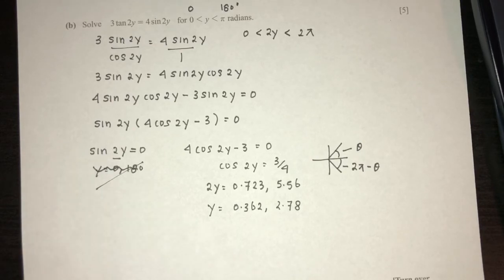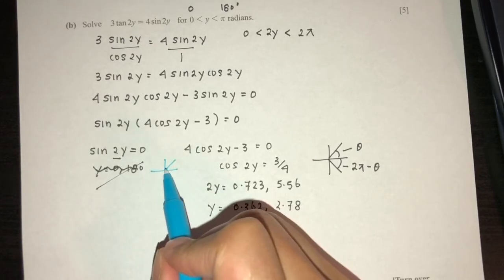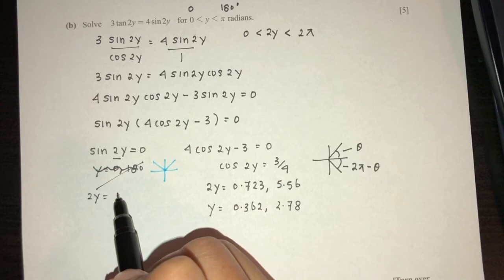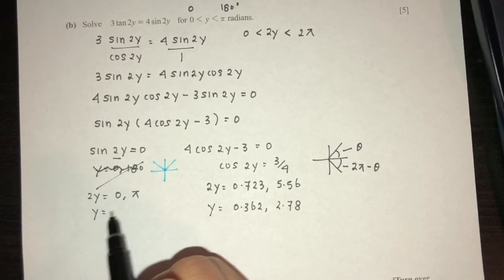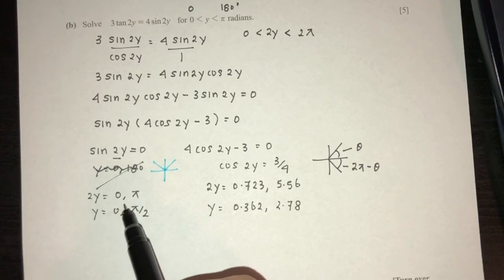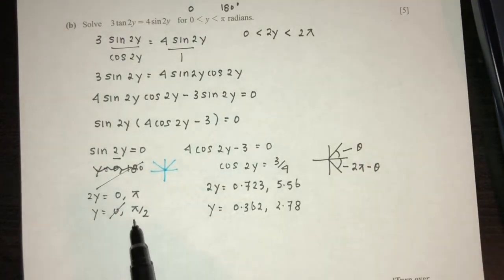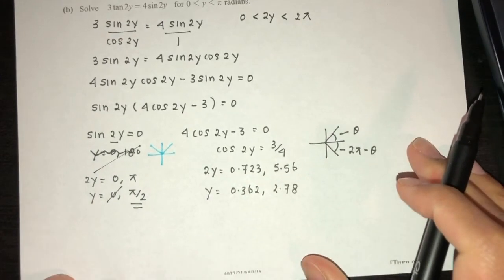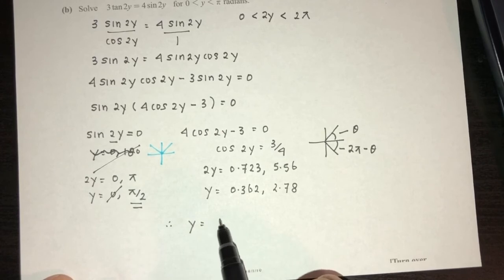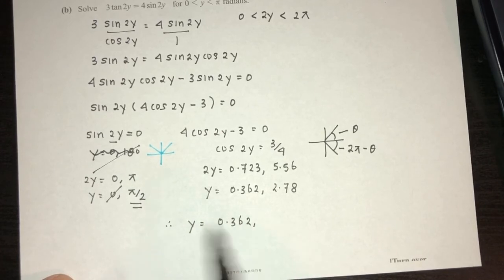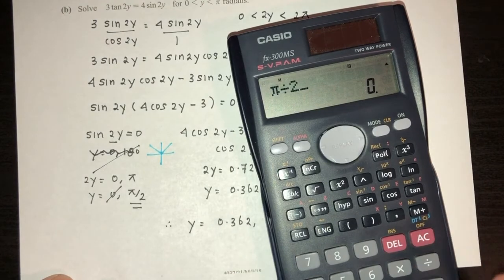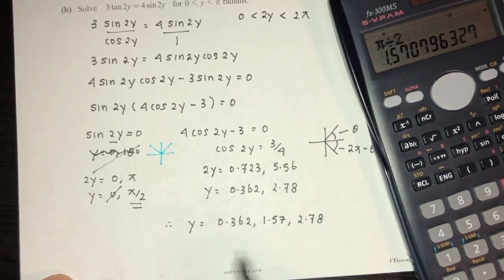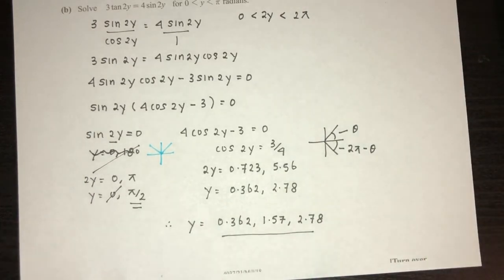This one will be, we have to look, it will be in your first quadrant and your second quadrant. So here we know already, 2y has to be 0 and pi, so y will be 0 and pi by 2. So 0 will not be good because it needs to be inside of 0, but this one will be good. So you see we would have lost one value if we take this out. We have one value remaining here. So check, y has to be 0.362. Convert this as well. Pi divided by 2 will be 1.57 and then 2.78. This will be your three values of y for this equation.